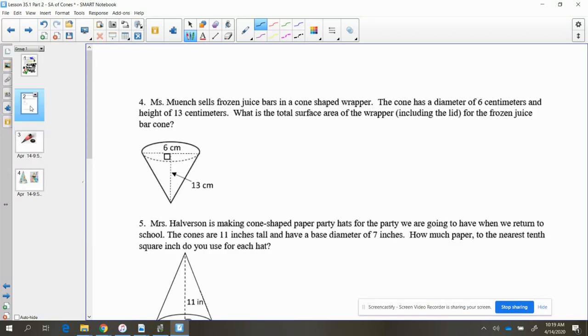So total surface area is going to be the entire thing here, not just the lateral area, because you want the lid included. Now, a couple bits of information being given here. They give us the diameter is 6 centimeters, which means our radius is going to be 3. And they also gave us the height is 13. Again, that was the height, not the slant height.